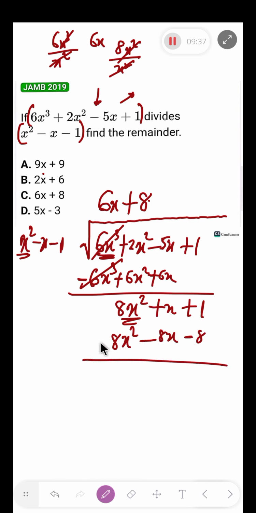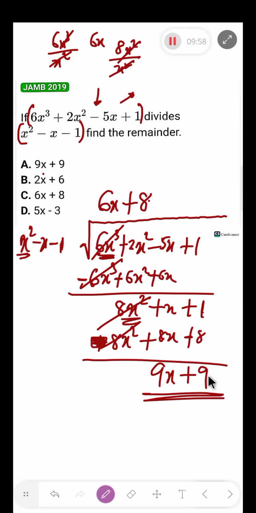The last step here says that you have to change this sign to the opposite. So that's plus, sorry, this is minus. Before it was plus, you change to minus. This one change to plus, this one change to plus. This will cancel this, right? I have x plus 8x, and that's 9x. And I have 1 plus 8, and that's 9. So this is the remainder.